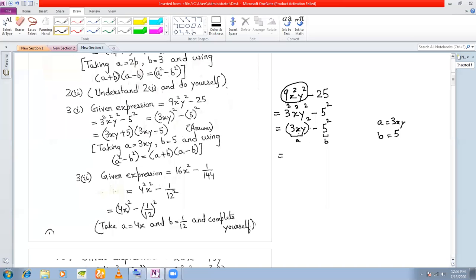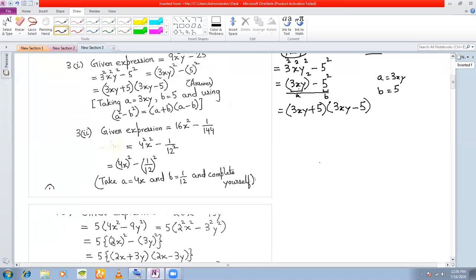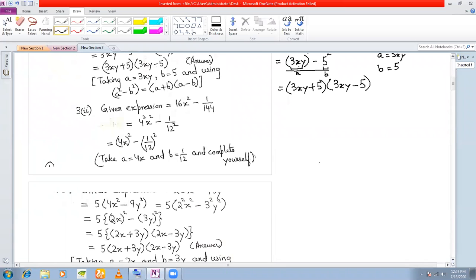Now we know that a square minus b square is (a plus b) into (a minus b). Now that I have already got a square minus b square here, I will simply put it in this: (a plus b) into (a minus b). Okay, any doubts in any step here? No, sir. Okay, let us do this 3 part 2.